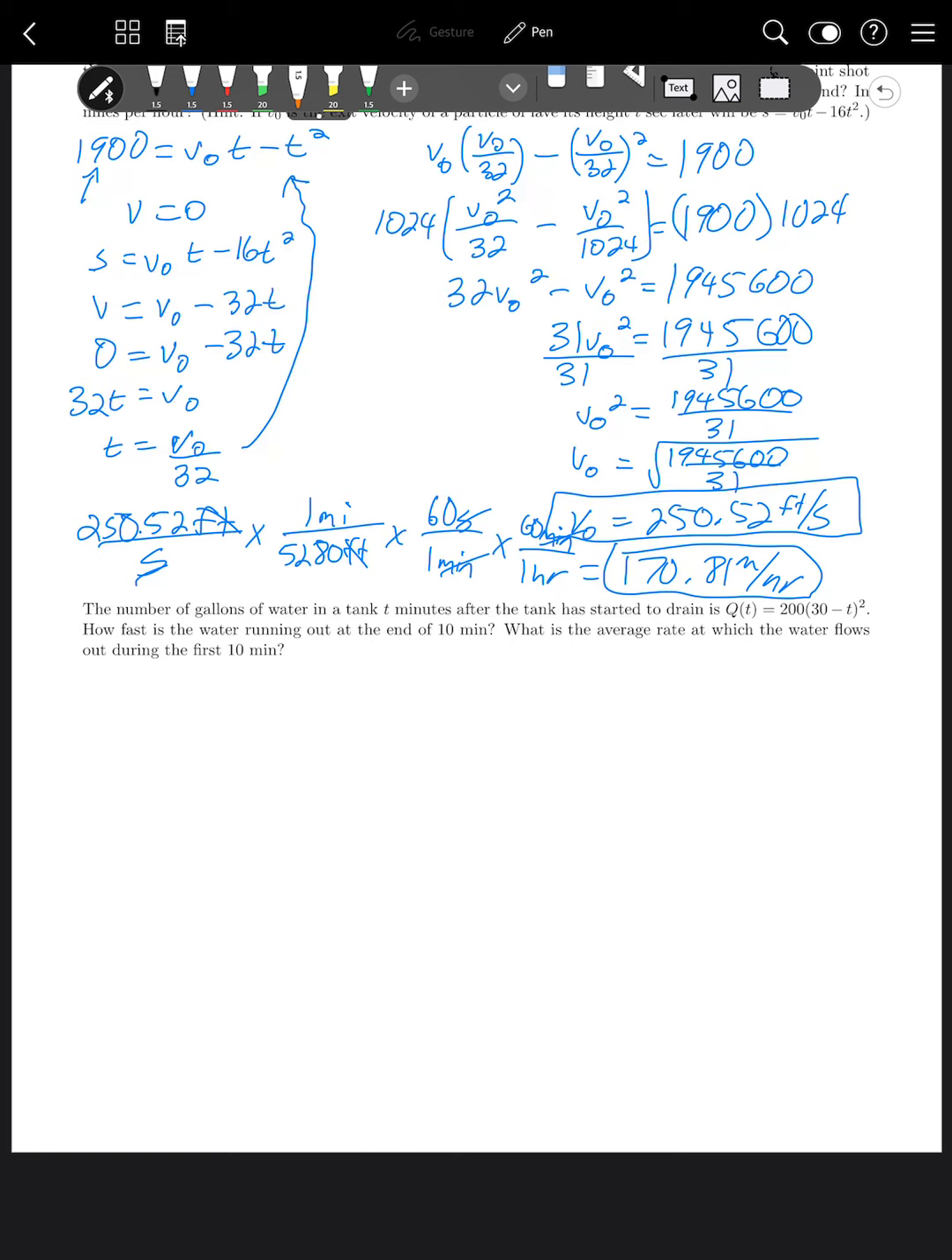So, there's two things going on here. There's an average rate and there's an instantaneous rate. Let's start by finding the average rate. To find the average rate, what I need to know is how much water is in the tank at the beginning and at the end. So we need to find Q of 0 and Q of 10, and then we're going to subtract them, right? That's how we do average rate of change. So Q of 0 would be 200 times (30 minus 0) squared, and Q of 10 would be 200 times (30 minus 10) squared.